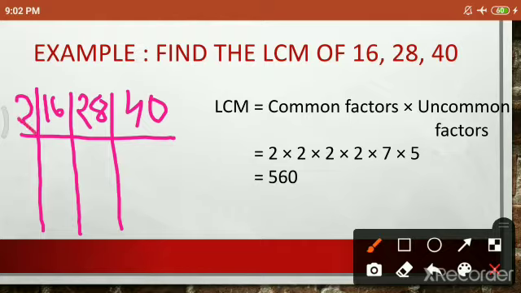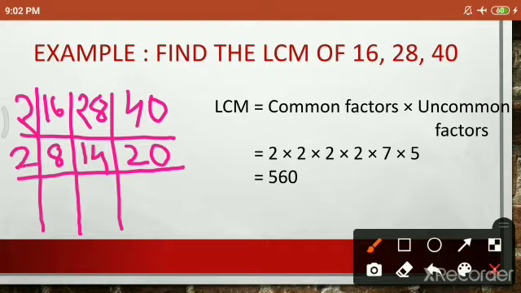That is 2 8s is 16, 2 1s are 2, 2 4s are 8, 2 2s are 4, 2 0s are 0. Now 8, 14 and 20 again is divisible by 2. That is 2 4s are 8, 2 7s are 14 and 2 10s are 20. Now 4, 7 and 10 is divisible by which number? Now as you can see, 4, 7 and 10 is not divisible by a single number. 4 and 10 is divisible by 2, but 7 is not divisible by 2.